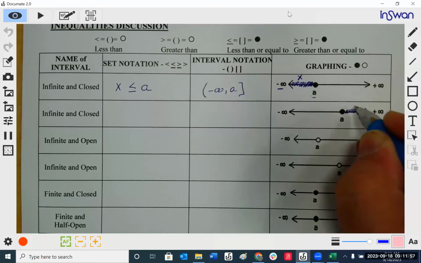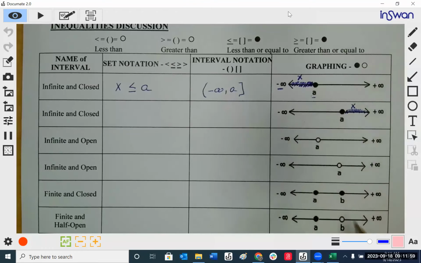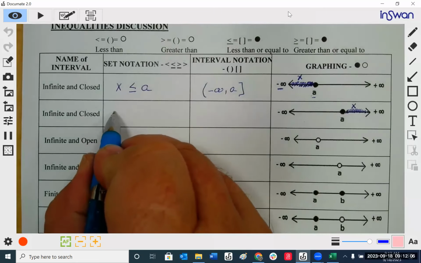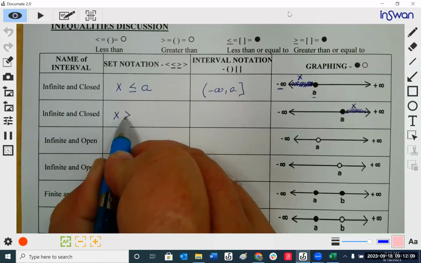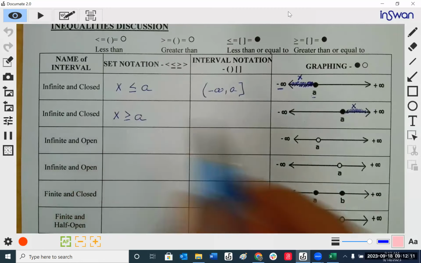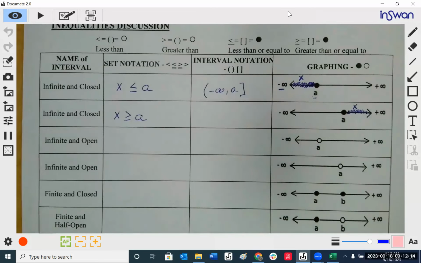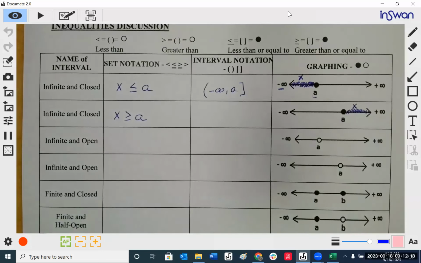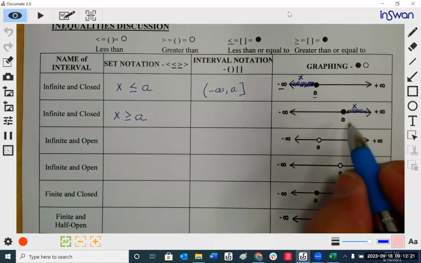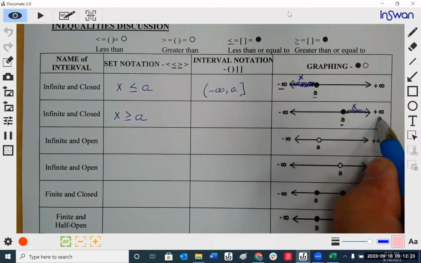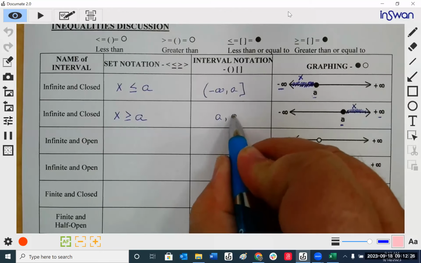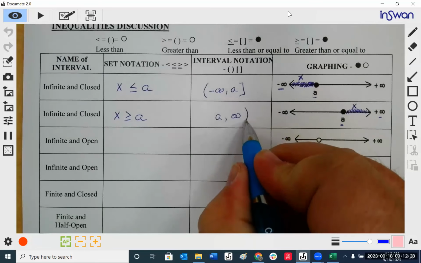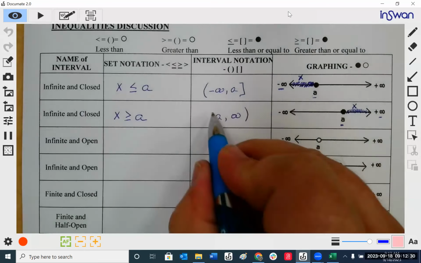Now the other direction. We're saying here that x is greater than or equal to a, because it's to the right. So what are my endpoints? A and infinity. You can never get to infinity, so it's a parenthesis. A is a solid dot, so it's a bracket.